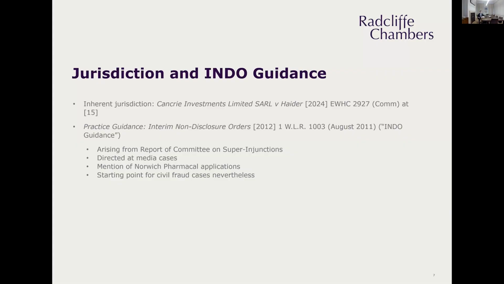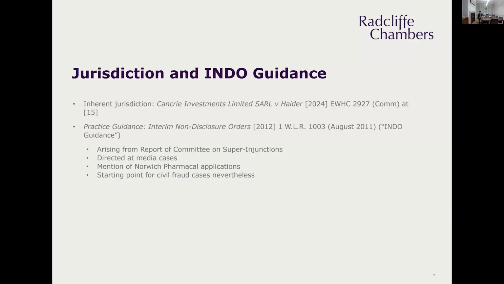There is mention in paragraph 1 of this Indo guidance of a Norwich Pharmacal order, and mention of how an Indo can be obtained in support of a Norwich Pharmacal order, albeit that the Norwich Pharmacal that is described in paragraph 1 is a Norwich Pharmacal in support of a media claim, for example, a claim for breach of confidentiality, or breach of confidence, I should say. But this Indo guidance is nevertheless a starting point for the key principles here, especially the open justice principle that I'll talk about. This Indo guidance is therefore both important and in an awkward posture for us in the civil fraud context.